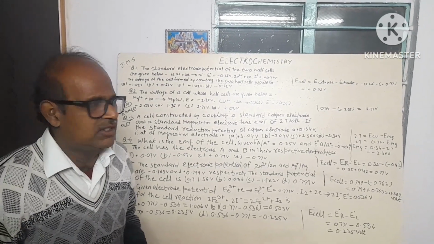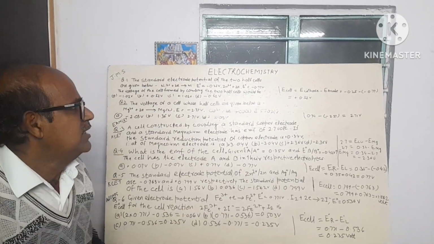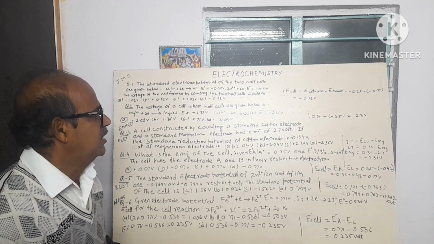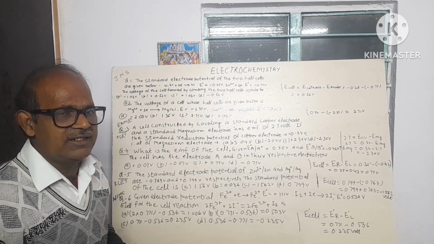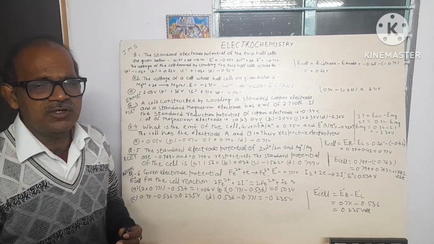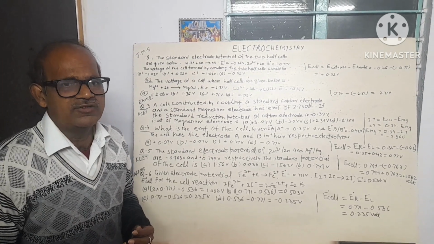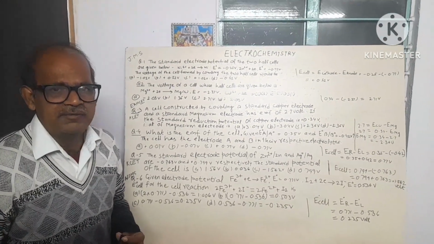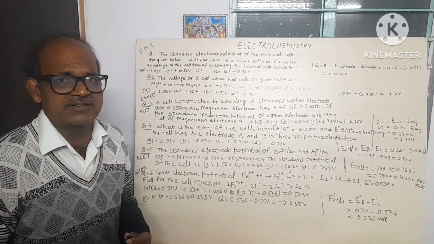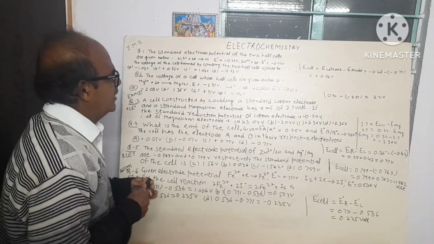But in today's class, all numericals will be based on E cell is equal to E cathode minus E anode. You can also say E cell is equal to E right hand side electrode minus E left hand side electrode, or in short, ER minus EL. L means left hand side. Now I am discussing the first numerical.